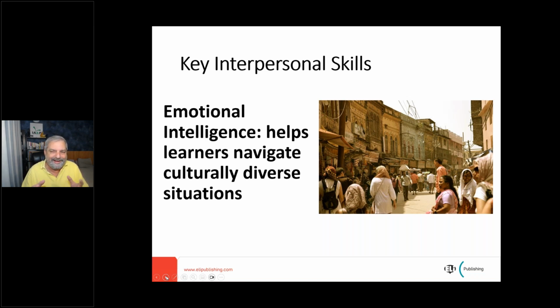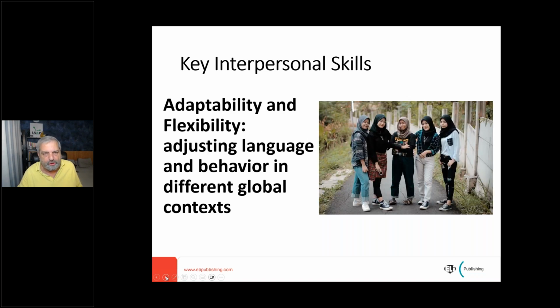Oftentimes, it's either disrespectful to the person I'm speaking to, or they just don't understand what it is I'm trying to say because it's outside of the normal conversation that I would have. So we need to learn a little bit about the cultures, and working with the books, studying the cultures, understanding a little bit about what you're up against, what you can and cannot say is very important. And this is all part of emotional intelligence.